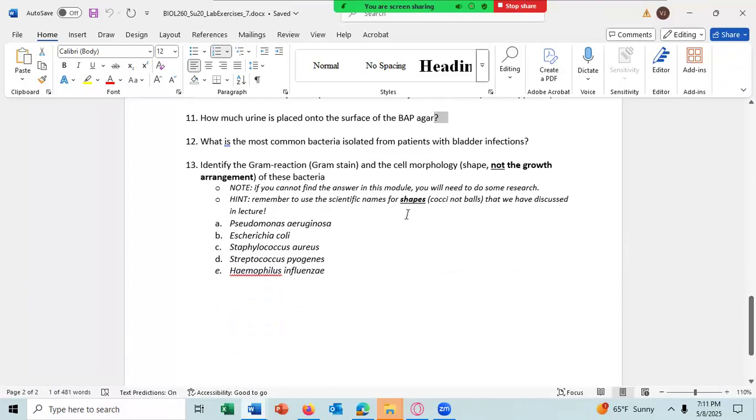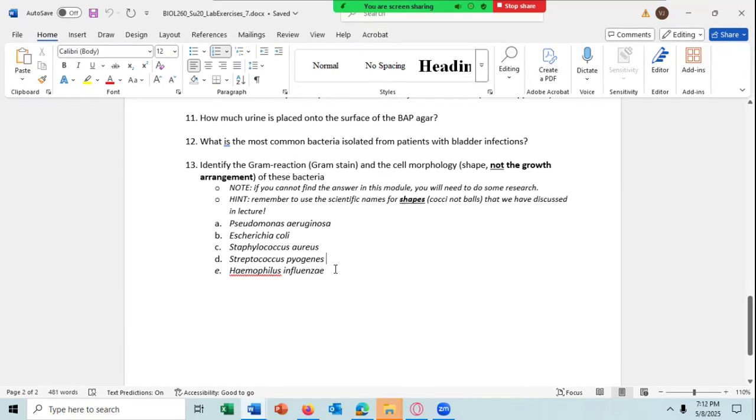Use the scientific name for shape, cocci, not balls or spheres. And if you can't find the answer, you should be able to find it in this lab, by the way. So give me the Gram stain of Pseudomonas aeruginosa and the shape, the Gram stain of E. coli and its shape, the Gram stain of Staphylococcus aureus and its shape, the Gram stain of Streptococcus pyogenes and its shape, and then the Gram stain of Haemophilus influenzae and its shape. Any question about any of that?